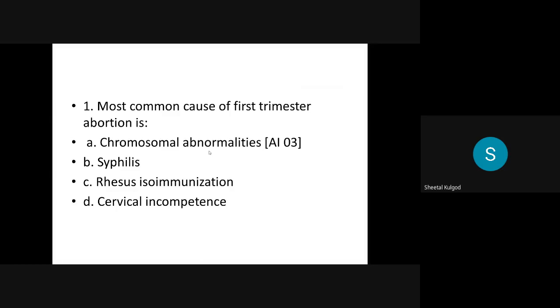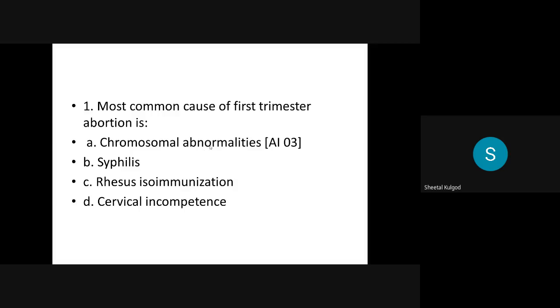The most common cause of first trimester abortion is chromosomal abnormalities, syphilis, rhesus isoimmunization, or cervical incompetence. These are all very simple and easy answers. I want you to all answer quickly. Chromosomal abnormalities, is it not?